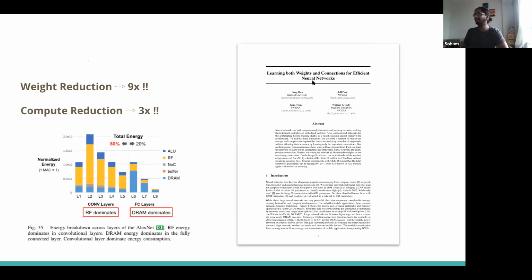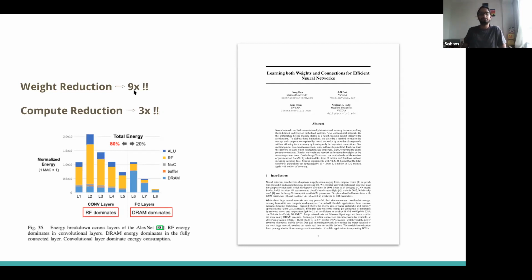So this is a paper that I found from, I think, 2015, which is one of the first papers that actually implement pruning. And if you remember, I said with quantization you can only get at most 4 times weight savings, right? But here, just by pruning AlexNet, I believe they were able to get a weight reduction of 9 times. So their model became 9 times smaller, and at the same time the amount of compute they have to do also reduced by 3 times.